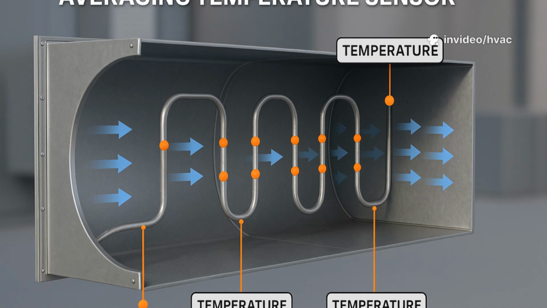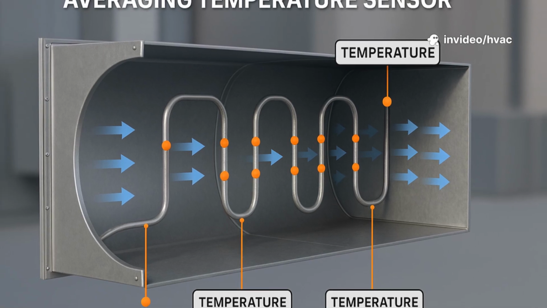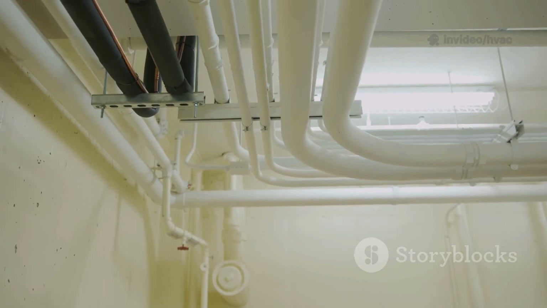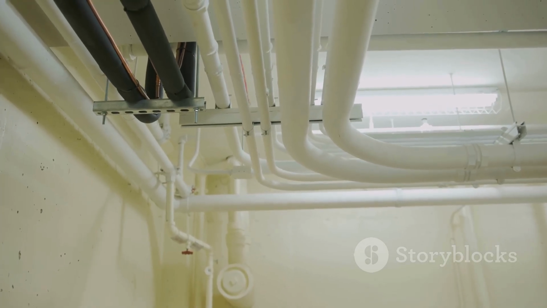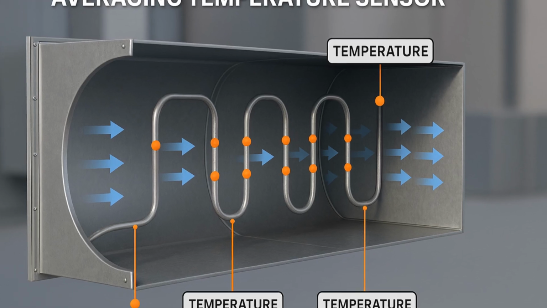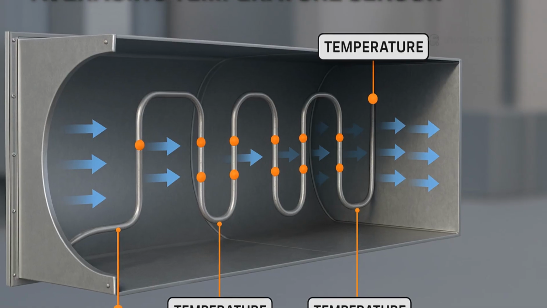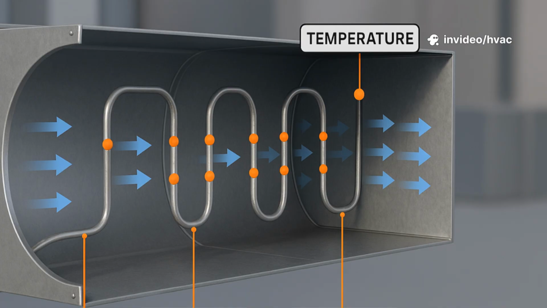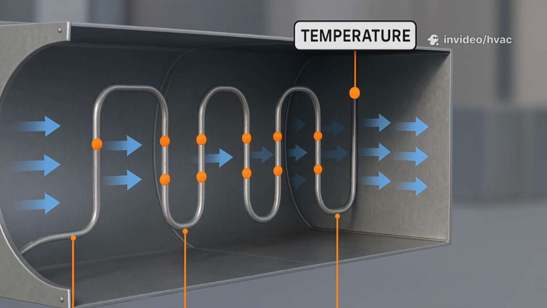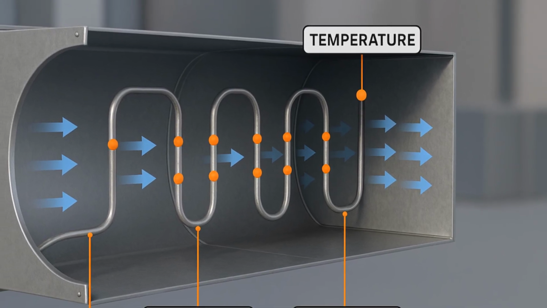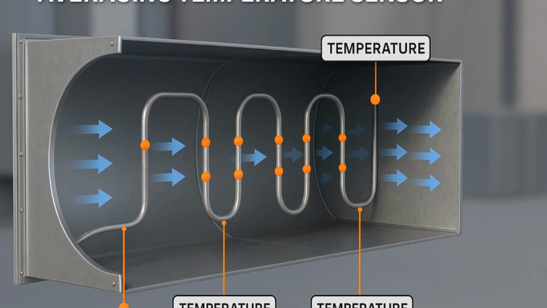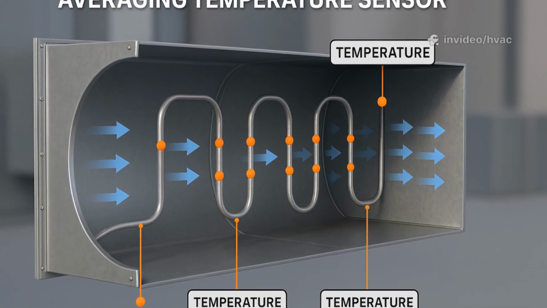The air inside these ducts isn't the same temperature throughout. There are warm patches, cool spots, and everything in between, all swirling together as air moves through the system. Averaging temperature sensors are designed to solve this problem. Instead of taking a single reading, they stretch a sensing element, like a long probe or flexible tube, across the entire duct, sampling temperatures at multiple points along the way. This way, you get a blended, accurate average of the whole area, not just a single spot.